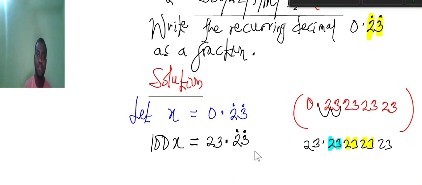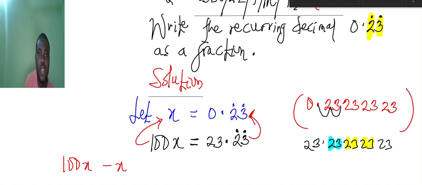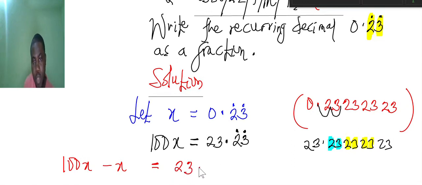Remember to put your dots on top to show that 2, 3, 2, 3 keeps recurring. Now at that point, your next aim is to subtract and ensure that this recurring digit will cancel and take care of itself, so we will not have it in the next step. So subtract. We have 100x minus x, that's the second one minus the first one. So we have 100x minus x equal to 23.23 minus 0.23.